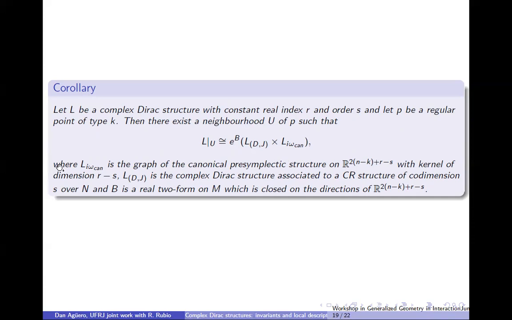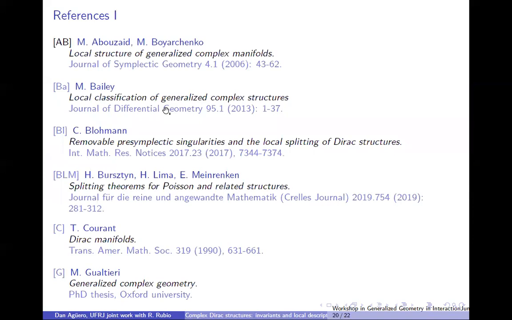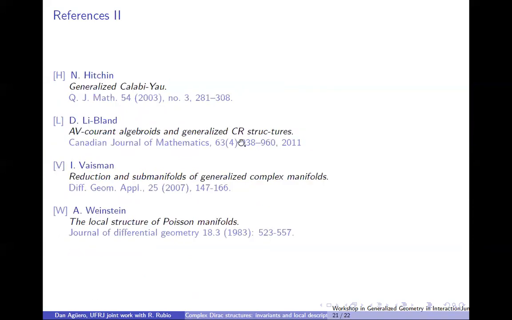Now, this omega canonical comes from R^(2(N−K)+R−S). And the kernel of the presymplectic structure has dimension R minus S. And this L_{CR} is a CR structure. And you know, there is no canonical CR structure in some way. And the transformation, this transformation that is not a beta transformation, is closed in the direction of the presymplectic part. So this basically says that we have a product of a CR structure and a presymplectic structure. So this is the end, and this is the reference. This is all.